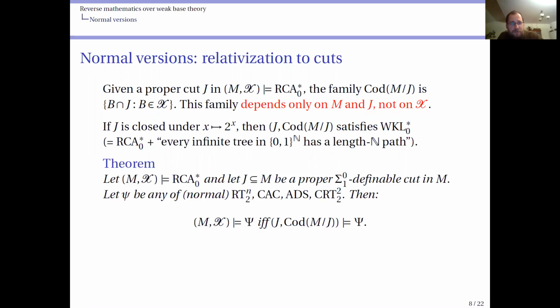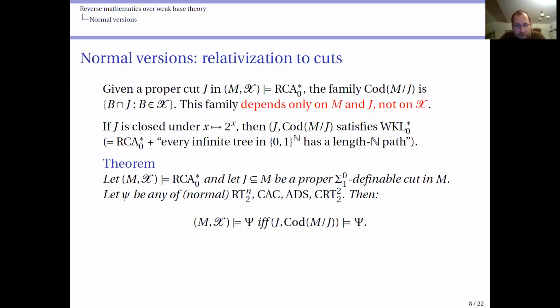So here's the most important thing that we've learned about these normal or weaker versions of the Ramsey theoretic principles. Let's say you have a model of RC0 star. Let's say you have a proper sigma 1 cut in this model, call the cut J. And take any of our principles. There is a more general sufficient criterion for what I'll say to hold. You don't have to consider just the usual Ramsey for pairs. You can consider Ramsey for n tuples for larger n as well.